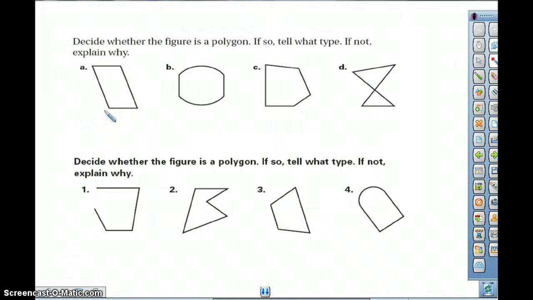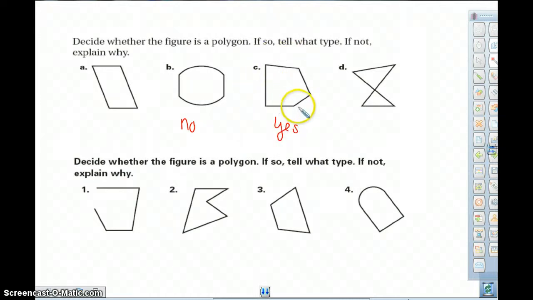Okay, again, we're going to tell whether or not it's a polygon. A is yes. Okay, B is actually going to be no. Why? Because we have those curved sides. C is going to be yes. Okay, everything's closed, everything has a vertex, and we have straight lines.